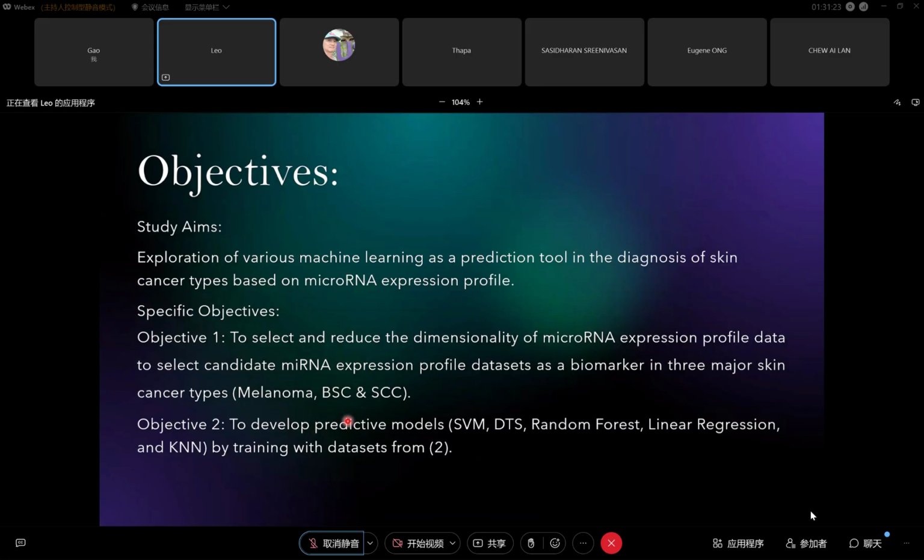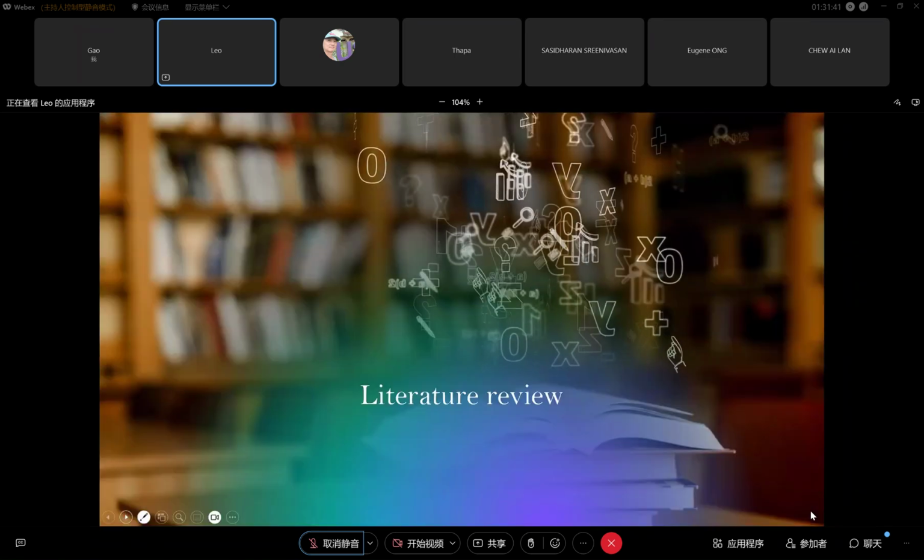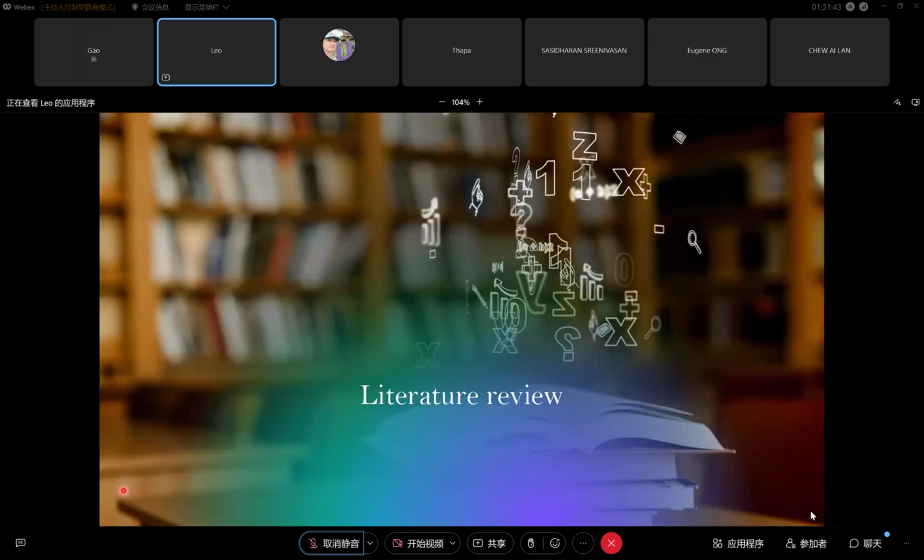And then the second objective is to develop predictive models based on this data. These are the models I propose to use, by training on a data set from, oh yeah, sorry, I wrote it wrong here. Okay. So, literature review.